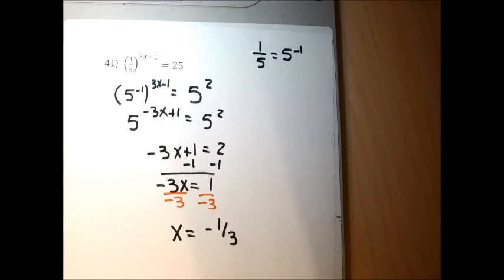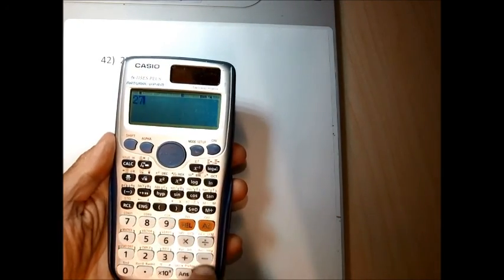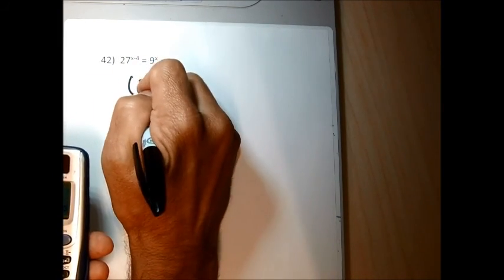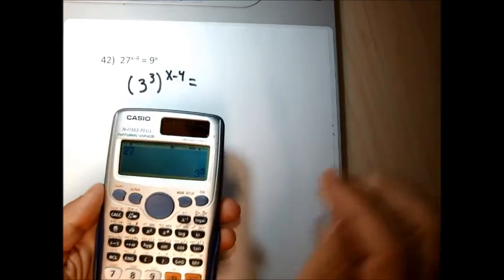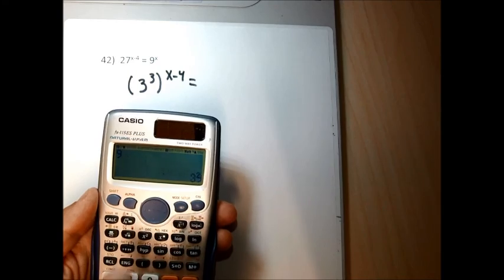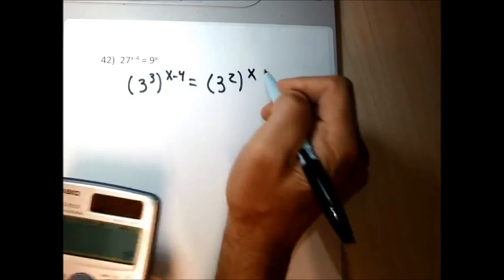Just one problem left. On 42, I need a prime factoring for 27. So I'm going to go 27 equals shift factor. It's 3 cubed. I'm going to write this side as 3 cubed to the x minus 4, and 9, enter, shift factor. 9 is 3 squared. So this is 3 squared to the x.